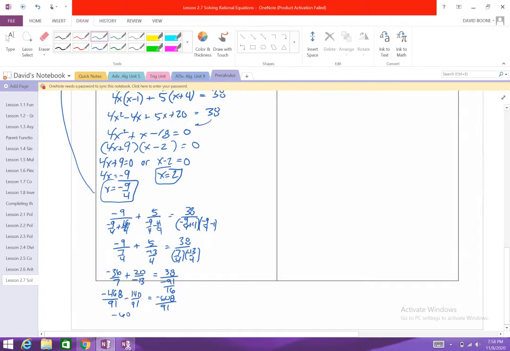Combining this is negative 608 over 91. Same thing here, negative 608 over 91. So it does work. It's a little fun with the fractions there.